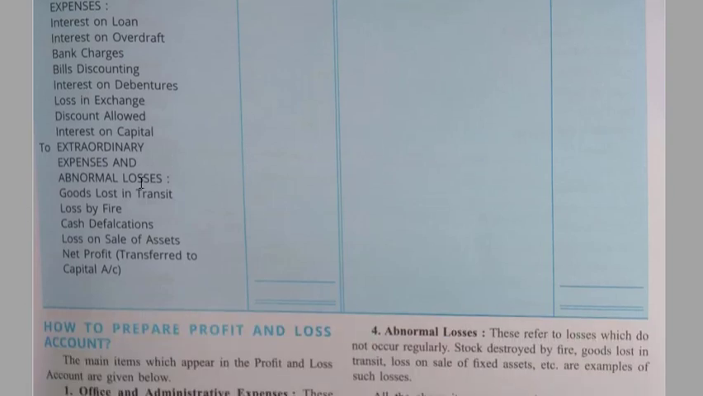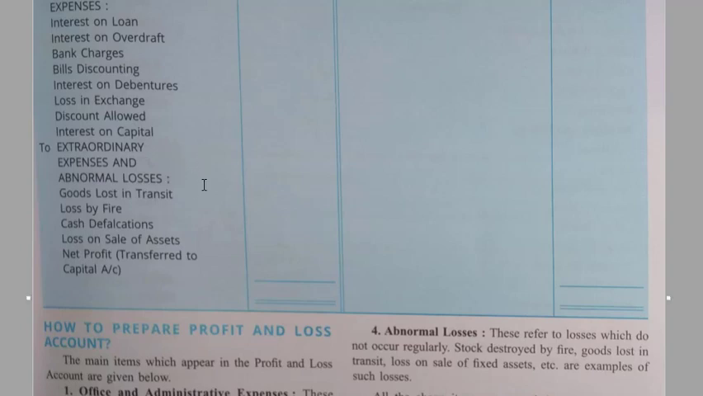Then the third category is extraordinary expenses and abnormal losses. So goods lost in transit, loss by fire, cash defalcations, loss on the sales of assets. So all these are the abnormal expenses or abnormal losses.